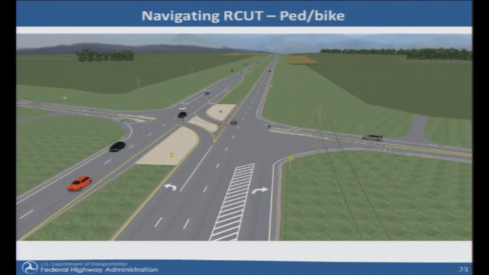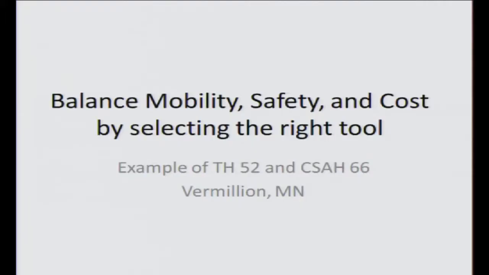And then about 2 weeks ago, I went to Maryland to look at some of their RCUT sites, and they do have this kind of design already implemented in the field. Okay. And so that's a different design aspect of the RCUT intersection, how you navigate different types of users through the intersection.